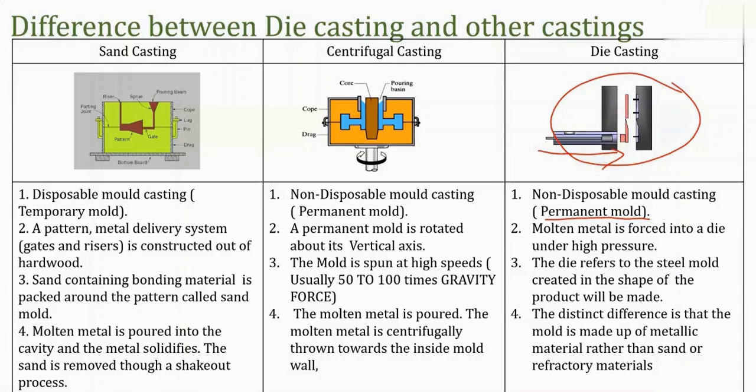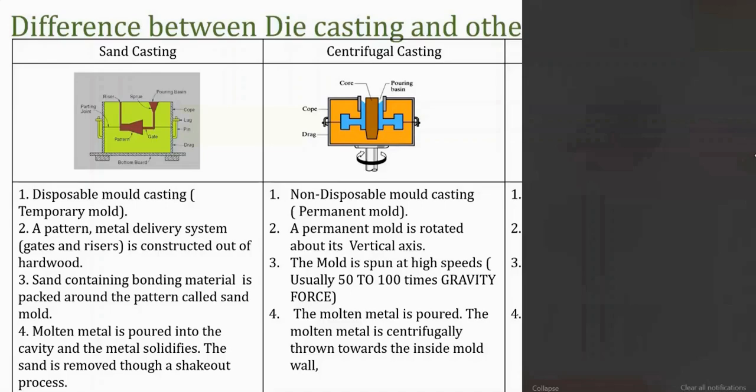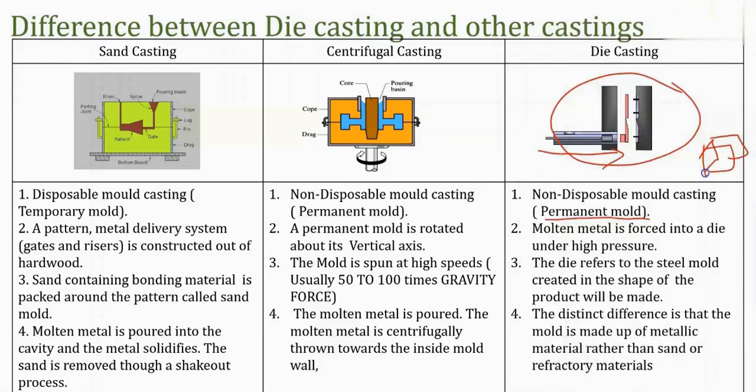So this die refers to the steel mold created in the shape of the product we are going to make. Suppose we want to make a cubic part, it means the die should be in cubical form, right? Our die should be in the cubical form. So like that, we have to make the die as a replica of our part. That means how the pattern is made, no? Like that we have to make this die.